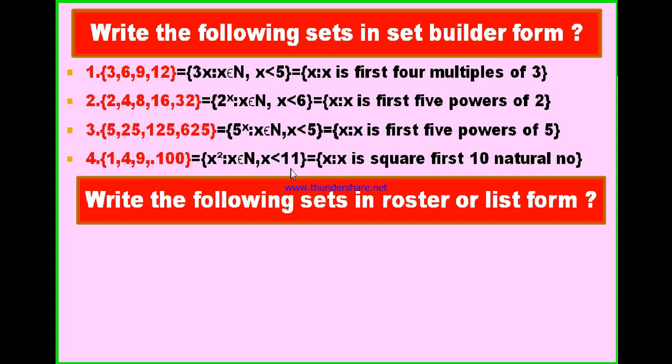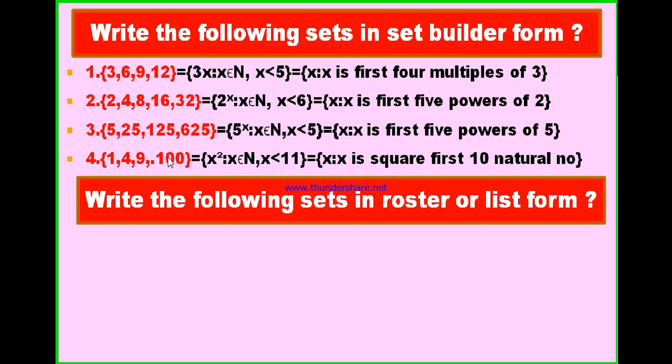Now, what are the natural numbers less than 11? Generally, they are from 1 to 10. 1 square, 2 square, 3 square, 4 square up to 10 square. These are the numbers. Therefore, you can write this also as x such that x is a square of the first 10 natural numbers. In all these 4 cases, we have given the set in roster form or in list form.